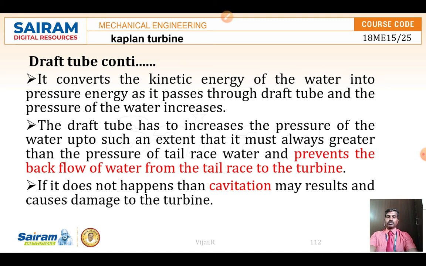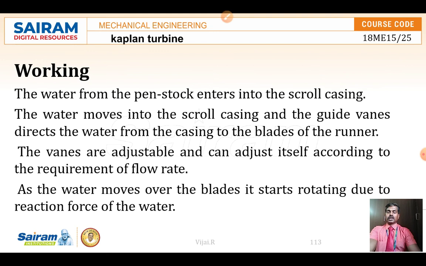To avoid that, to prevent the backflow of water from the tail race to the turbine, we need pressure development after the water is released from the turbine, so that the draft tube will convert the kinetic energy of the water coming out of it, increasing the pressure of the water coming out. So with this draft tube, we can see the entire working now.